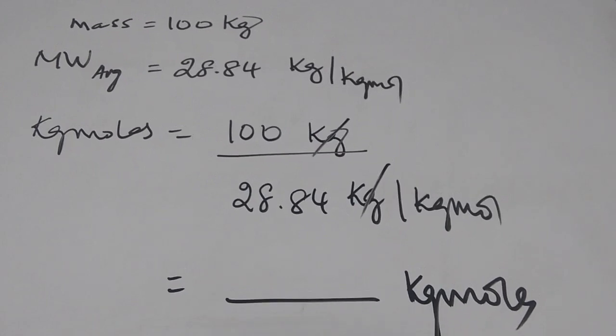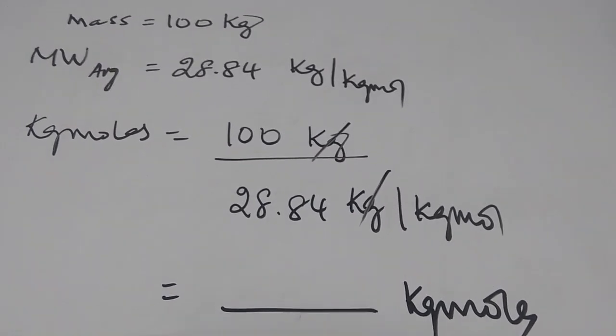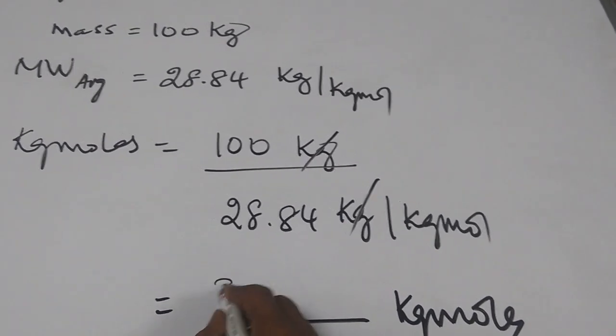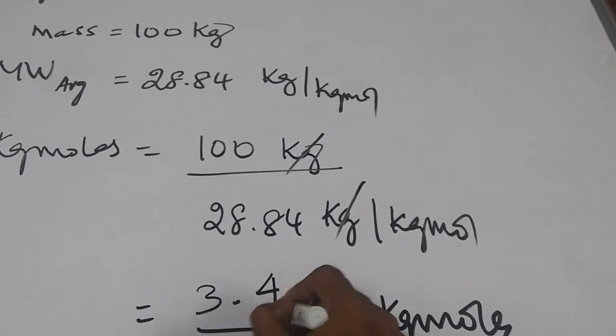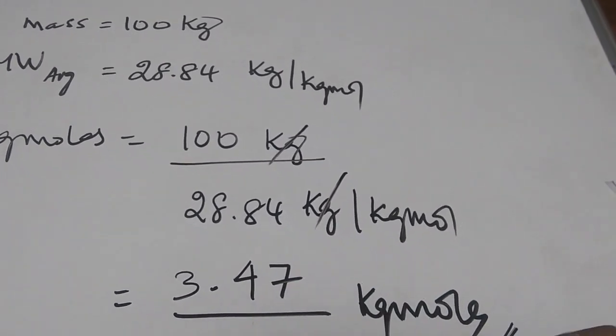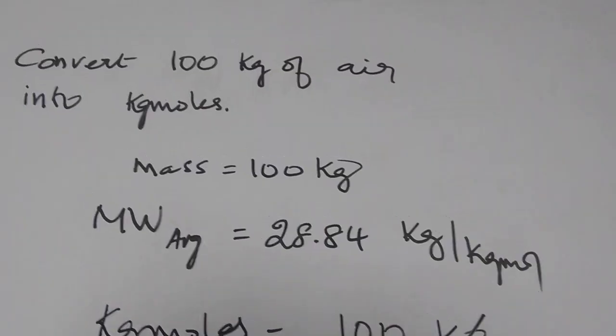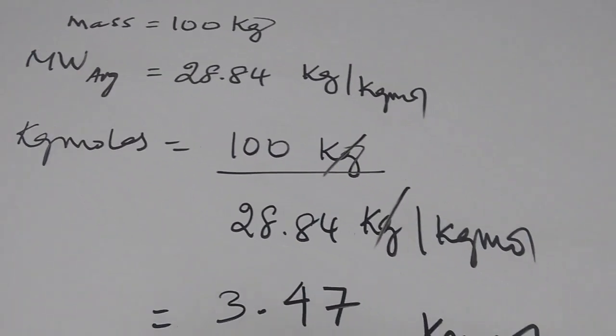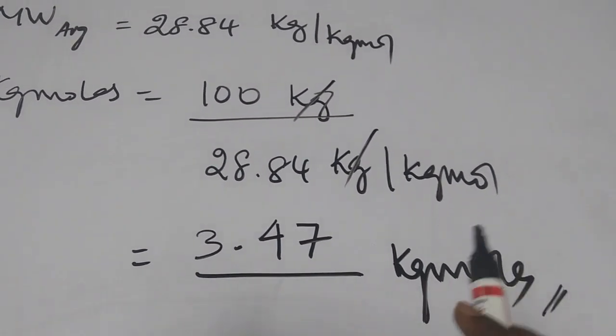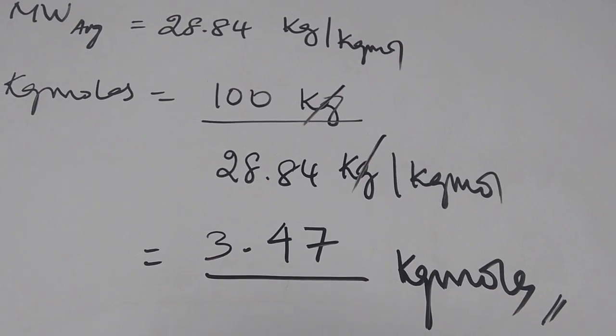Please make use of your calculator. How many kg moles? What is the answer? 3.47. 3.47 kg moles. So 100 kg of air is equal to 3.47 kg moles.